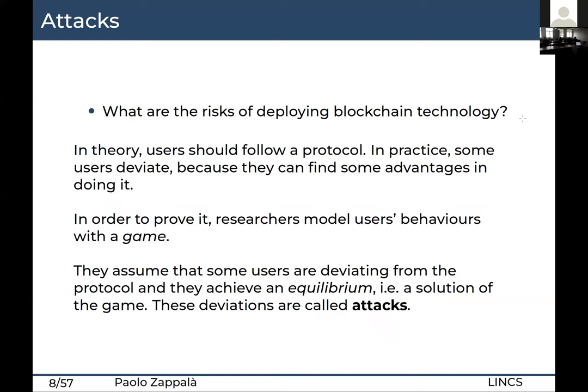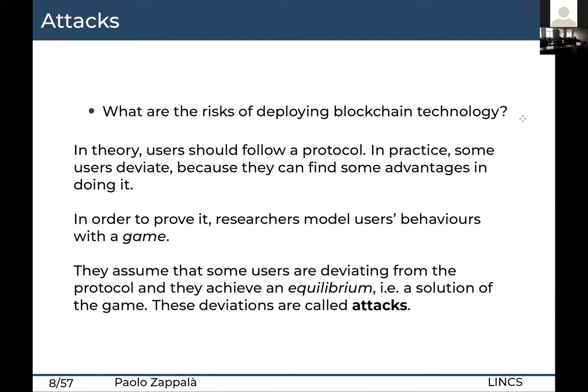So in the literature, the typical approach to identify some attacks is to imagine that some players are following a protocol that is necessary to perform a task, and then there are some other players who are deviating in some way. Why are they doing that? Because maybe they are getting some improvement in their utility function, and so they have an incentive. In order to prove that an attack is worth it, we create a model, and we prove that the situation in which some players are deviating is an equilibrium, that is, a solution of the game.